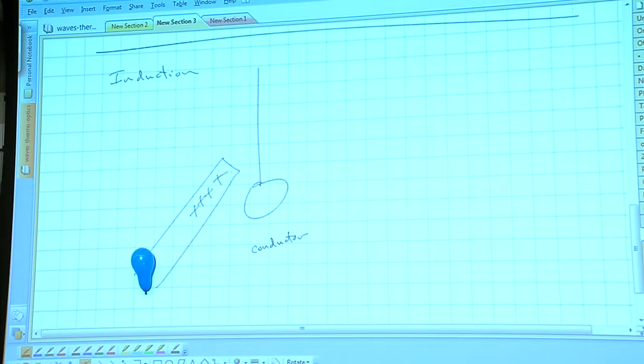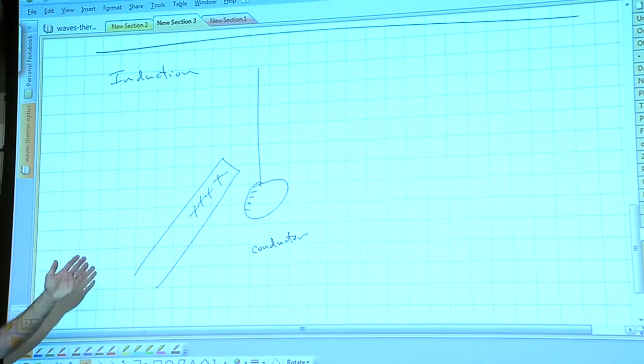So what's the definition of a conductor? Electrons are free to move, right? So what's going to happen to the electrons in our conductor? They're going to be attracted, right? Opposites attract. They're going to be attracted to the positive charge I have over here. So they move to the left side.